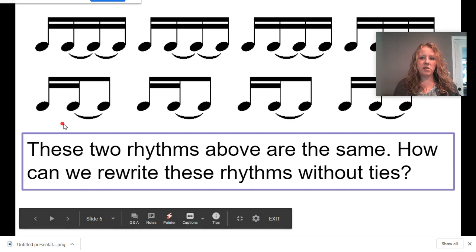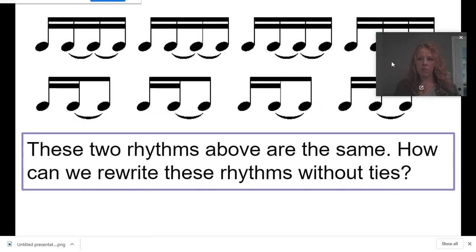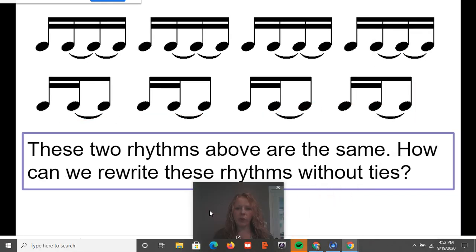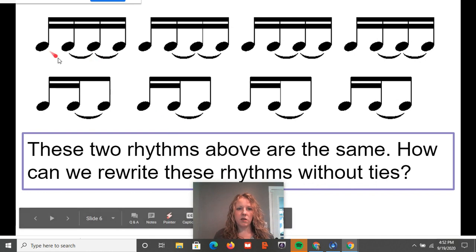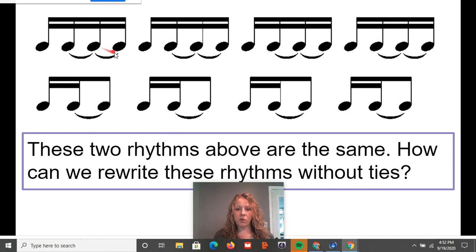All right, these two rhythms above are the same. Let me move my picture. How can we rewrite these rhythms without the ties? What do you know about when 3 notes are tied together? What have we done in the past 2 rhythm lessons? Say it out loud or write it down. Make sure you're not just thinking in your head. Either involve kinesthetic or auditory process.